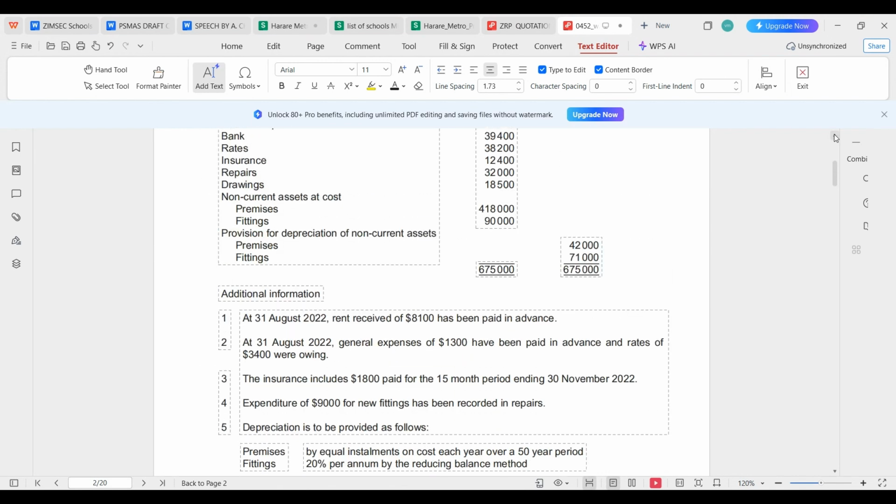I'm sure one thing we're going to see is that there is also repairs of 32,000. Repairs 32,000, and there's an adjustment as well. If you look at adjustment number 4, it says expenditure of 9,000 for new fittings has been recorded in repairs, which means that the amount in repairs, which is 32,000, includes 9,000 which is supposed to be taken off, because this is regarding capital expenditure and not repairs. So from our repairs amount of 32,000, we also have to deduct the 9,000 there.